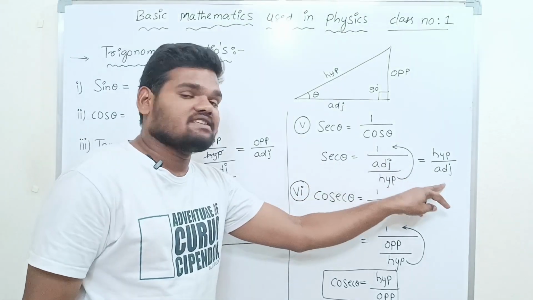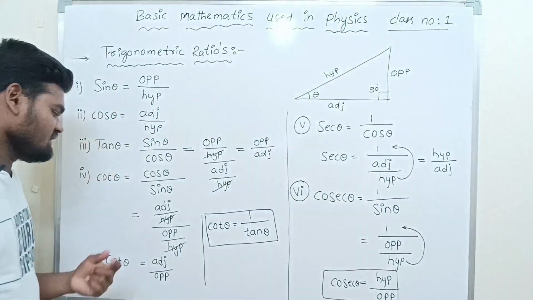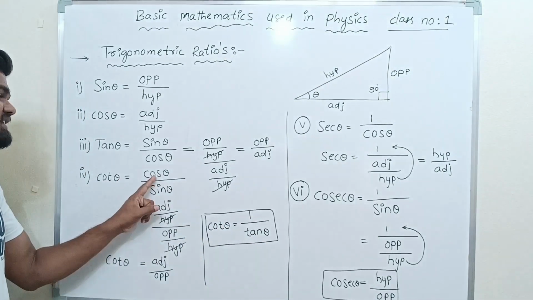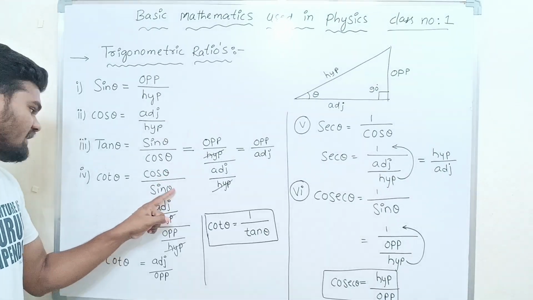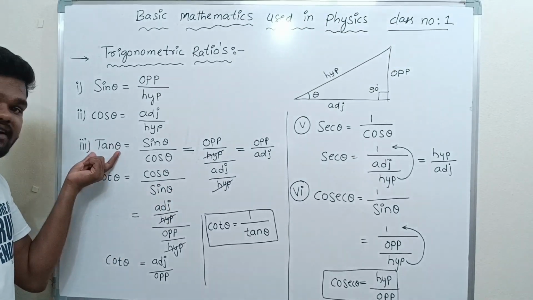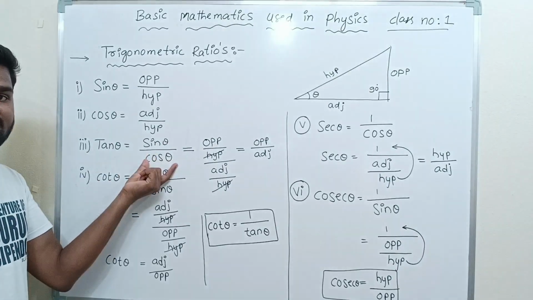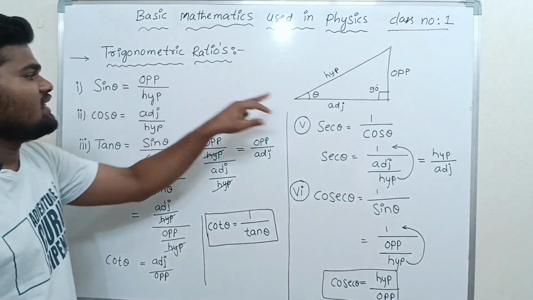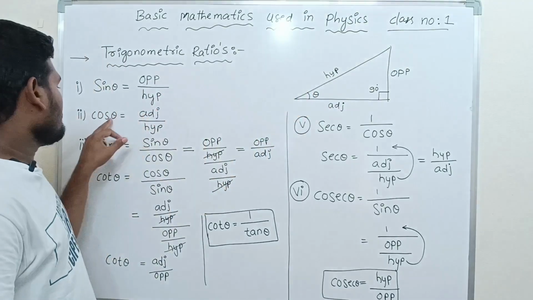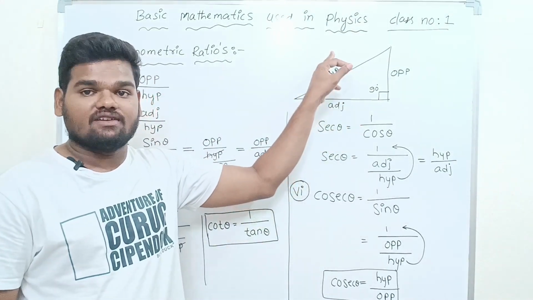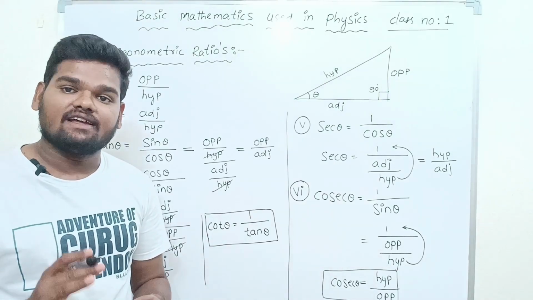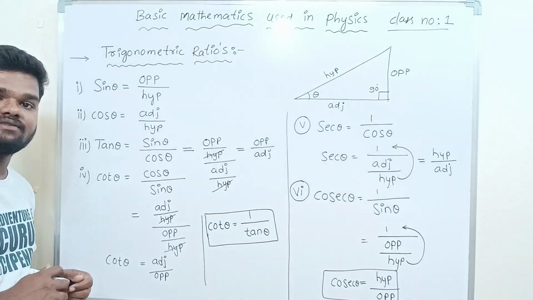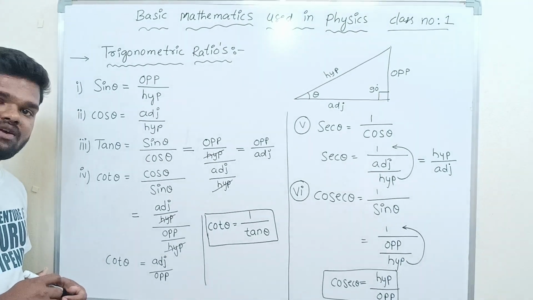What is sec theta? The reciprocal of cos theta. What is cot theta? The reciprocal of tan theta, or the ratio of cos theta and sin theta. What is tan theta? The ratio of sin theta to cos theta. Sin theta is opposite side by hypotenuse and cos theta is adjacent side by hypotenuse. Okay, so these are called trigonometric ratios. Pause the video and write the notes or take a screenshot. Are you clear? Okay.